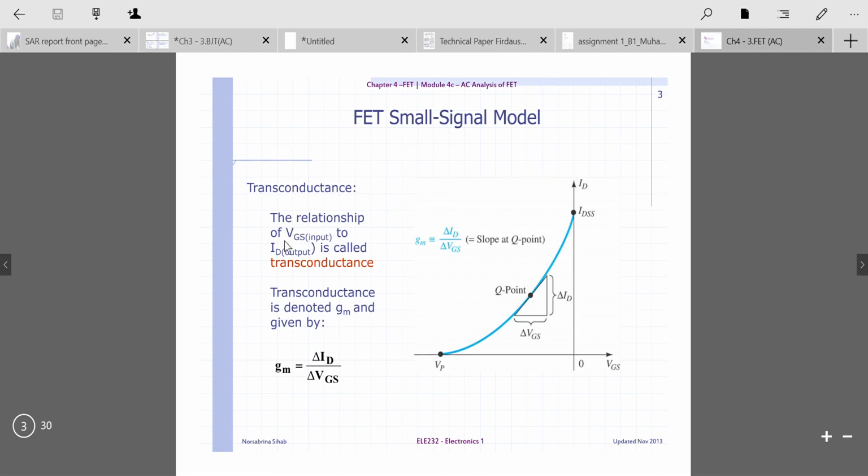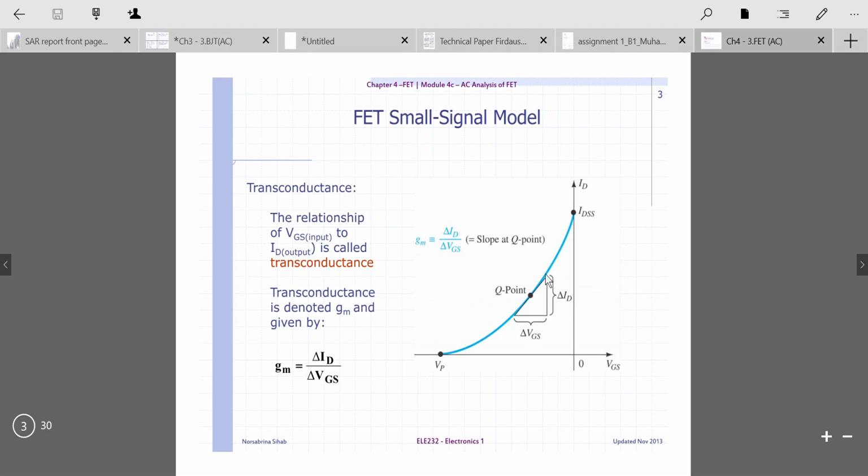Transconductance. This symbol gm represents the transconductance of the FET small signal. The relationship of VGS to ID output is called transconductance. Transconductance is denoted by gm and is given by this formula: gm equals delta ID over delta VGS. Delta means difference of ID divided by difference of VGS.